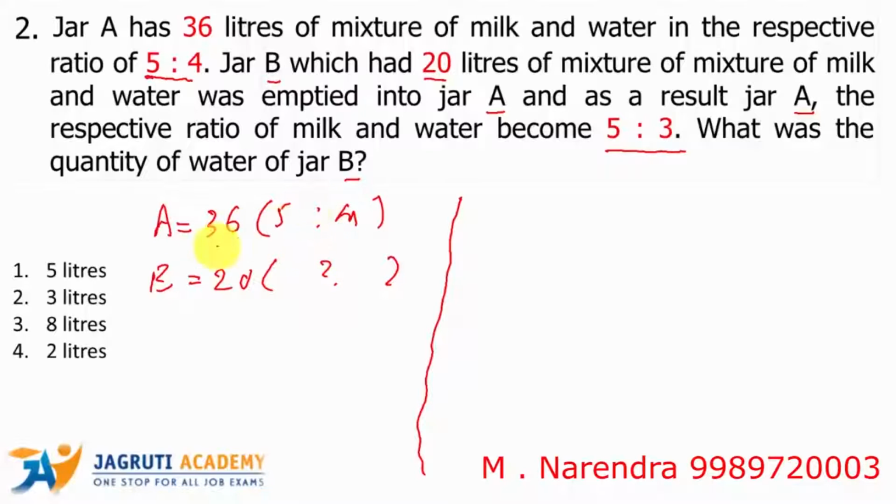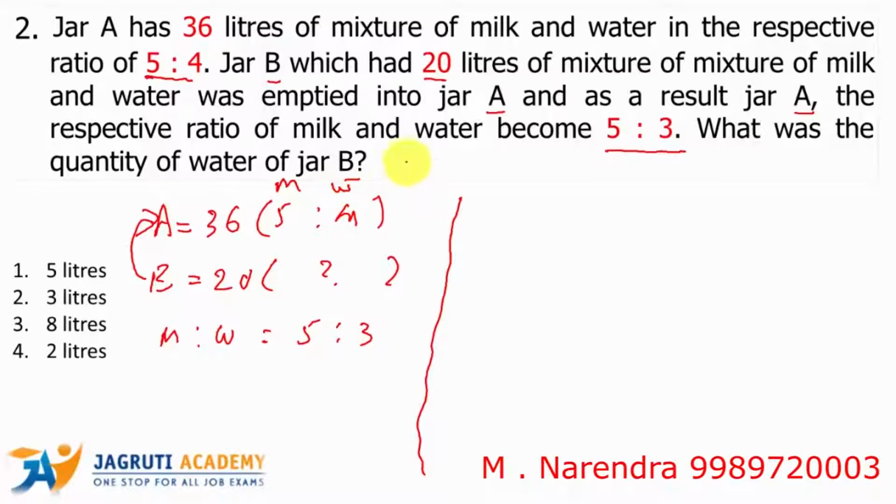Now what is said is that 20 liters of mixture is emptied into jar A. So this jar B is poured into jar A. So as a result the milk quantity will increase, and so will water. Now the question asked is, after pouring jar B into jar A, the milk and water ratio becomes 5:3. Then you need to find out the water quantity in jar B.